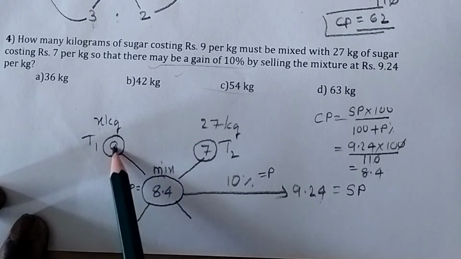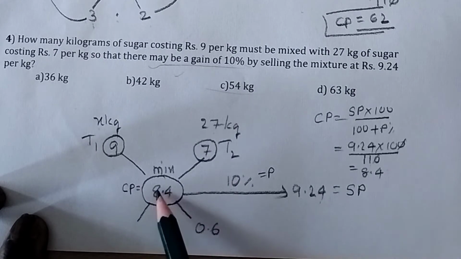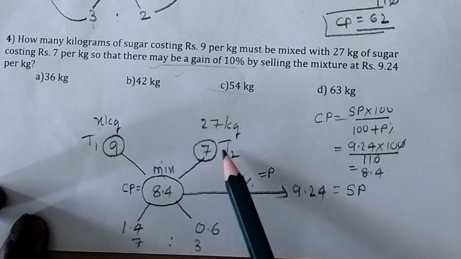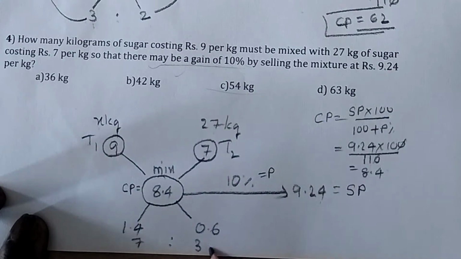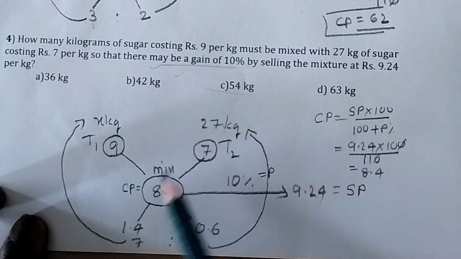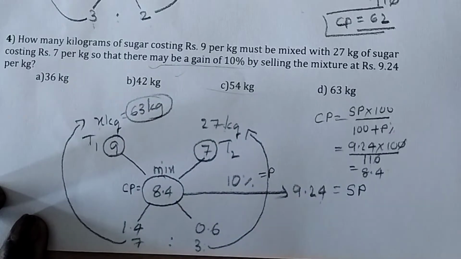That is, difference between these two is here, that is 0.6. Difference between these two is here, that is 1.4. That means 14:6. That means 7:3. Now try to understand, 3 units from type 1, that is 27 kgs. 3 units equal to 27 kgs. 7 units equal to what? So each unit will be 9. So 7 nines are 63 kgs. So this is your answer.